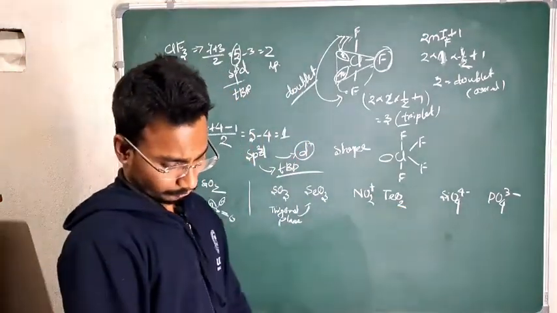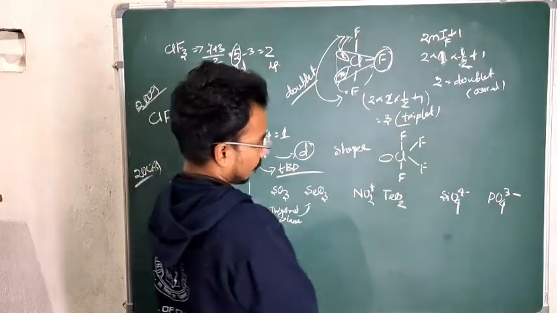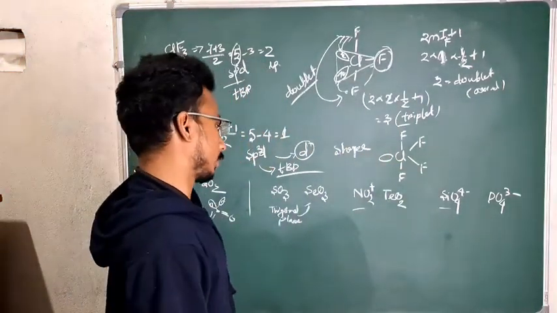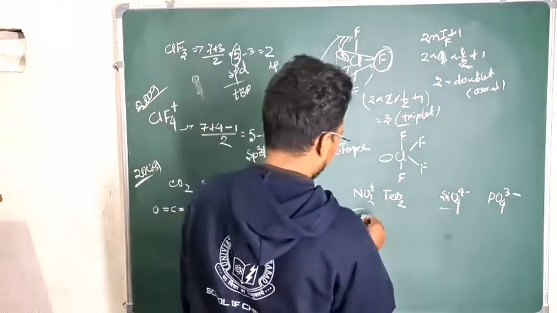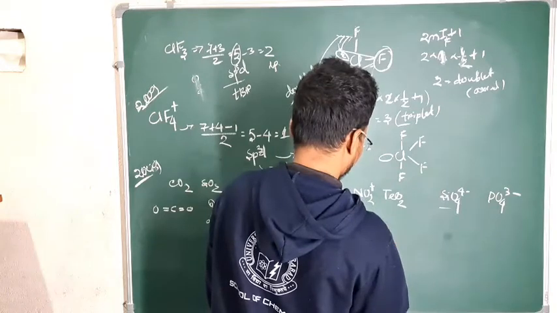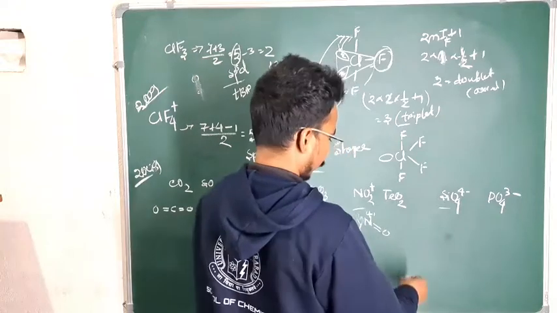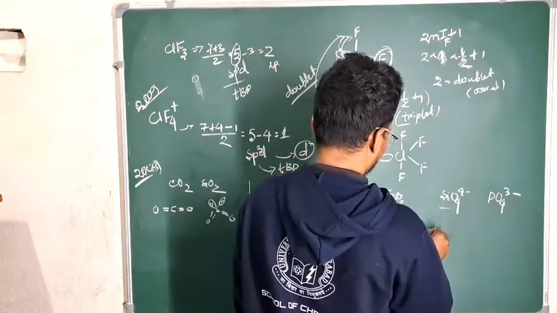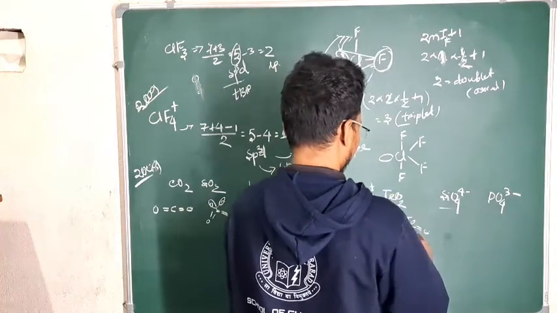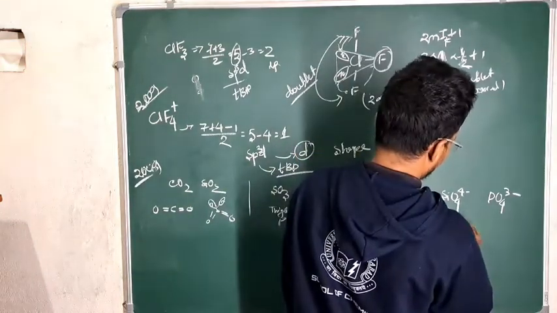Comment below. Tell me these structures. So it will be V shaped. It is also V shaped. Tellurium is the same. Sulfur, it is a tetrahedral geometry.